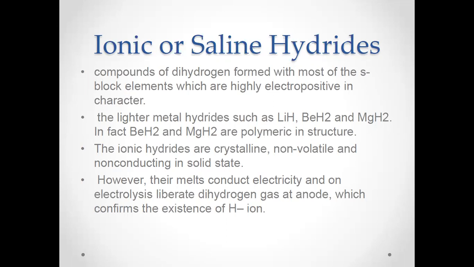However, when melted, they conduct electricity, and on electrolysis they liberate dihydrogen gas at the anode, which confirms the existence of the H negative ion. So if you dissolve these hydrides in water or some solvent and pass electricity, doing the electrolysis process, your hydrogen gas will evolve out from the anode. Why the anode? Because in 8th class I think you have studied the electrolysis of water.